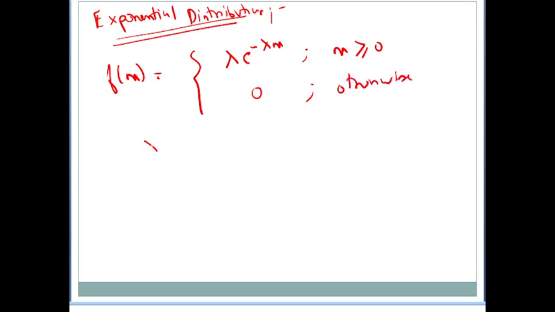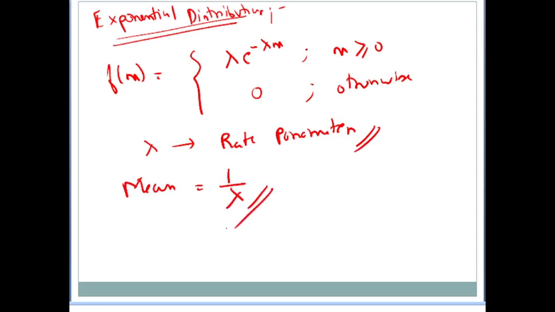Here lambda is the rate parameter, and mean is 1 by lambda. Now, in what cases will the exponential distribution be used?